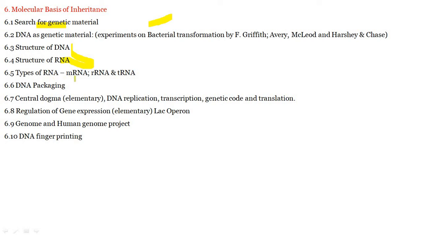Types of RNA, mRNA, rRNA, tRNA along with the functions, DNA packaging, central dogma, elementary DNA replication, transcription, genetic code and translation, and the regulation of gene expression, elementary lac operon, genome and the Human Genome Project, DNA fingerprinting.